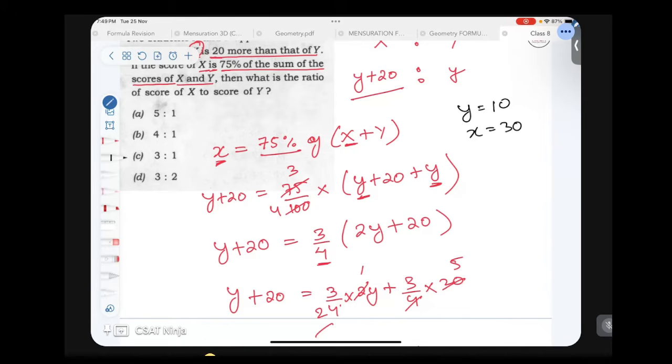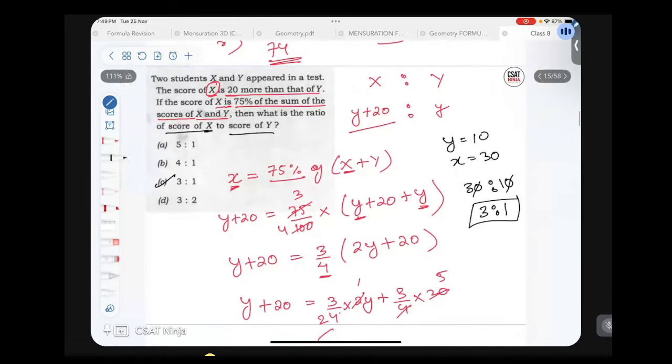What is required? The score of x to score of y. X to score of y, zeros cancel. 3 is to 1, which is option number, how much? Option number C there. I hope we are clear with this.